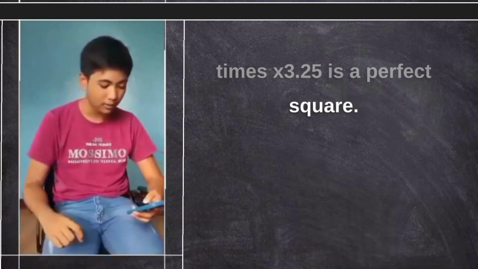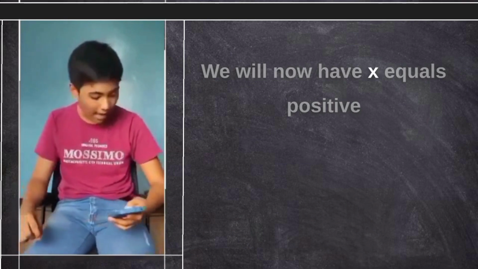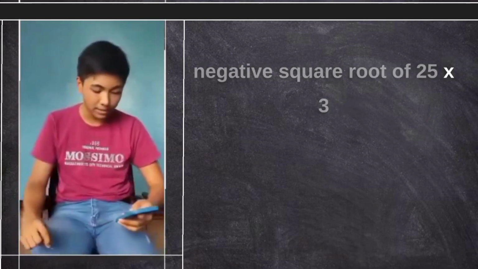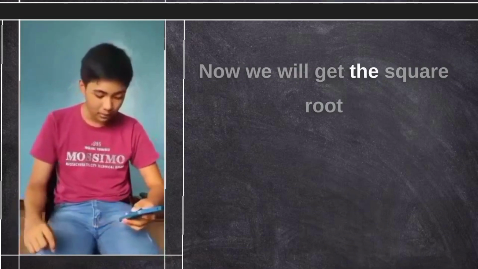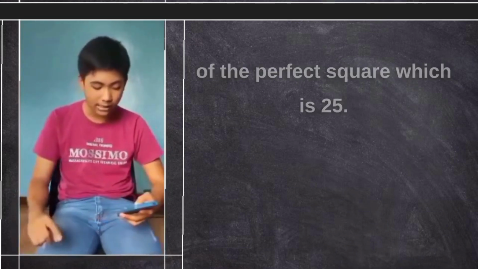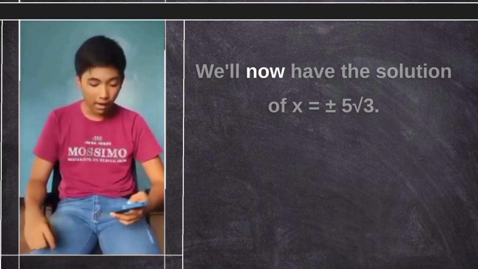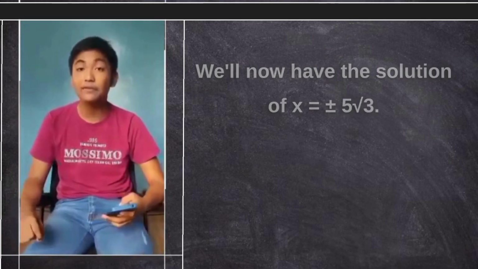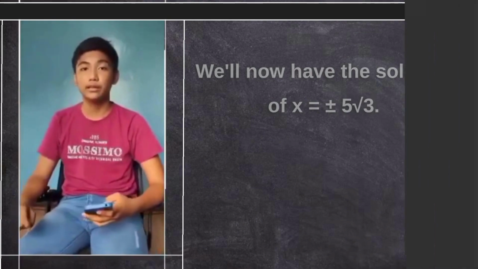25 is a perfect square. We will now have x equals positive negative square root of 25 times 3. Now we will get the square root of the perfect square, which is 25. We'll now have the solution of x equals positive negative 5 square root of 3.